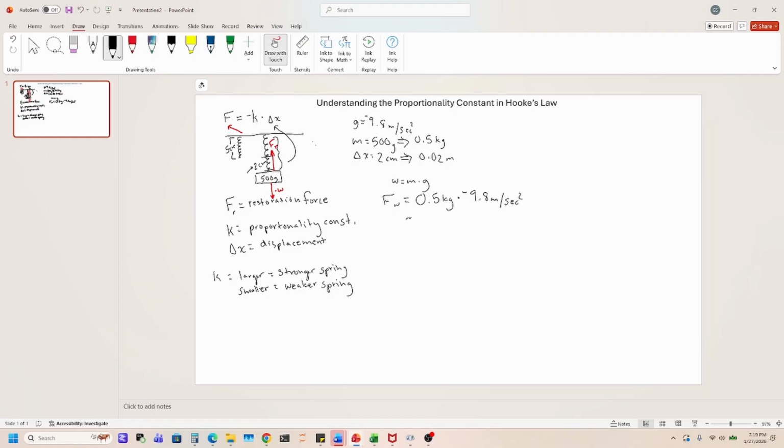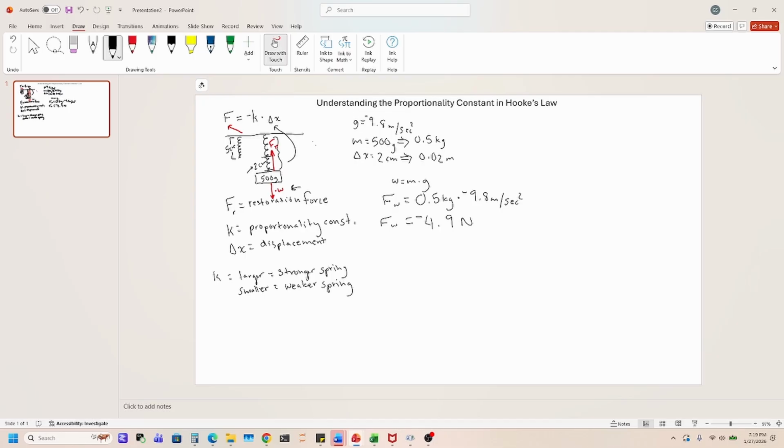So when we calculate that all out, we've got 0.5 kilograms times negative 9.8, and we get a force of 4.9 newtons. Okay, but it's negative because of our negative gravity. So that's our force for our weight vector. That's this one over here.